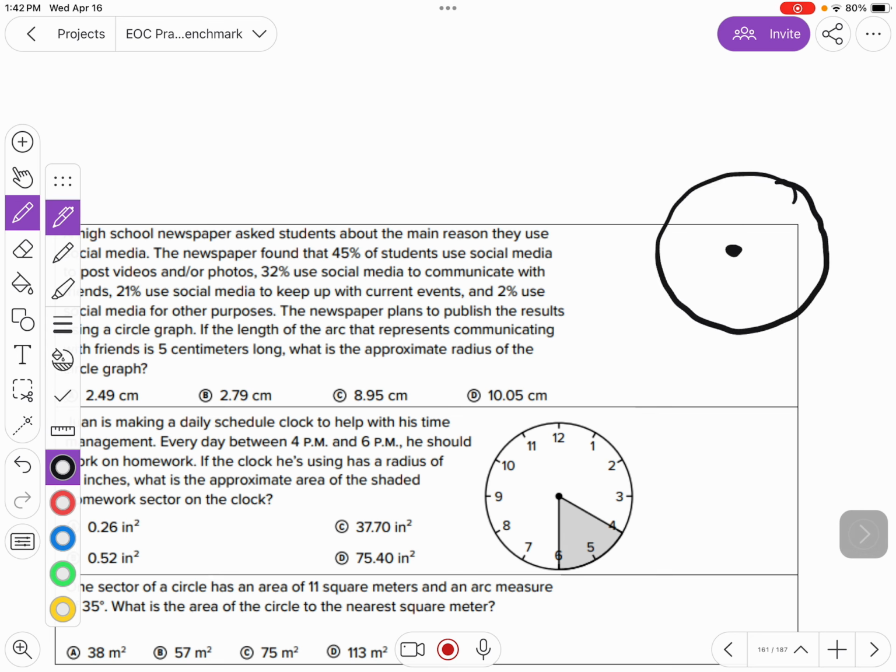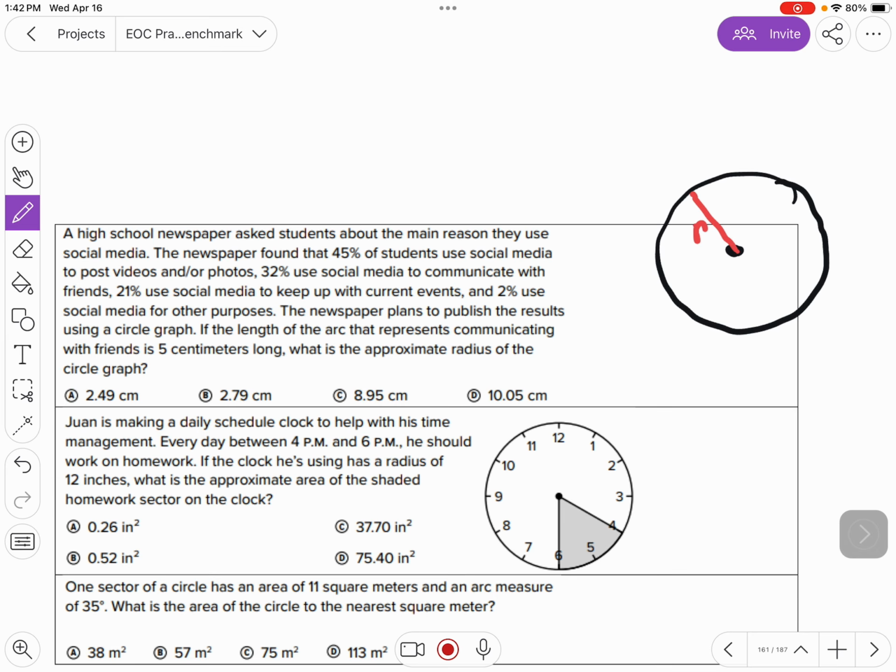I want to mark a center. It's not really the center because I didn't measure it, but it's just a diagram. So here's my radius. I'm going to mark that. It looks like that's the unknown. They're asking us to find the radius, so that's why I've marked it with an R and not with a number.